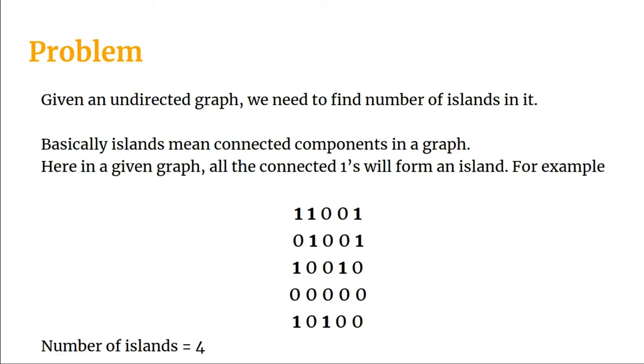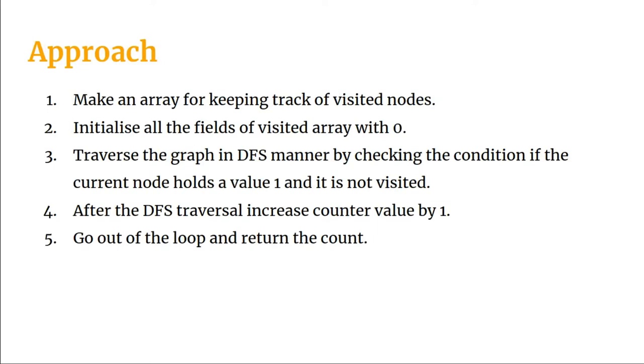Let's have a look at the approach we're going to take. We are going to make an array for keeping track of visited nodes. All of the nodes that we visit will surely have the value 1. The initialization will be 0 for the visited array, which again is going to be a 2D array. Then we traverse the graph in DFS manner, checking if the current node holds a value 1 and if it is not visited. After every successful DFS traversal, we increase the counter value by 1, and lastly we return the count value, which gives the number of islands.